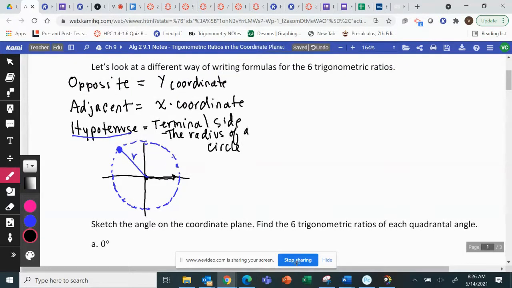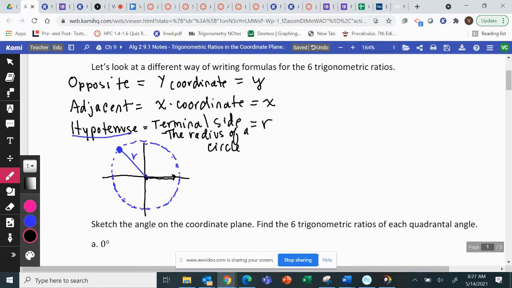So anytime I see opposite, I'm going to call it y. Anytime I see adjacent, I'm going to call it x. And anytime I see hypotenuse, I'm going to call it r for radius. So I'm just changing the letters that I'm using to abbreviate where these numbers go. We haven't changed any of the numbers. I'm not changing any of what we learned already, just the variables.